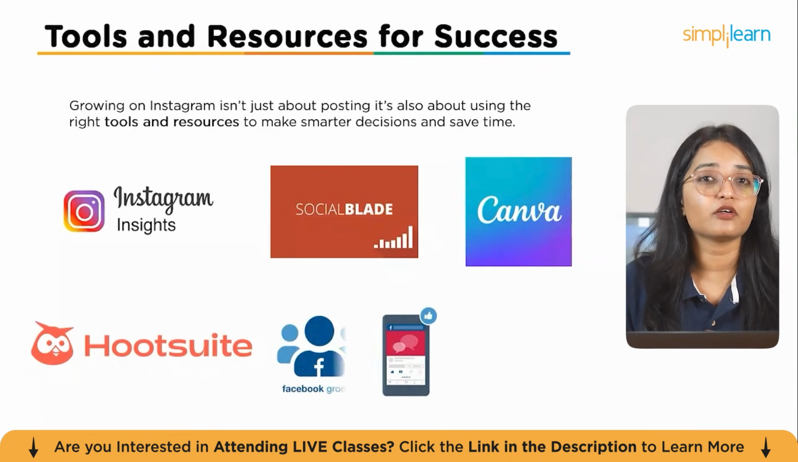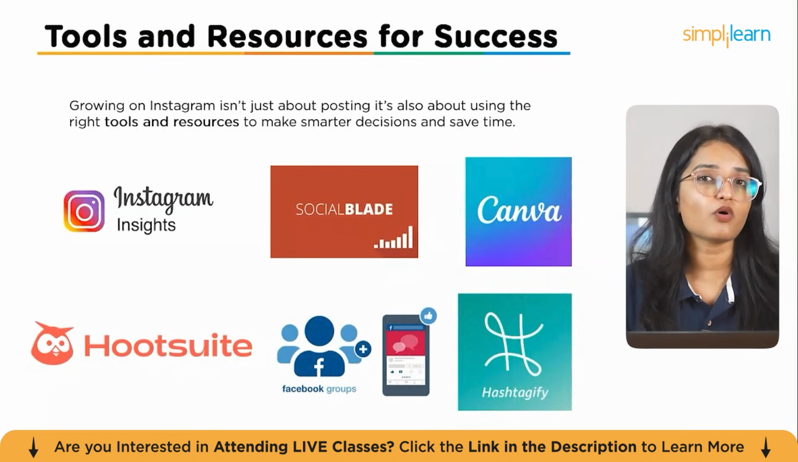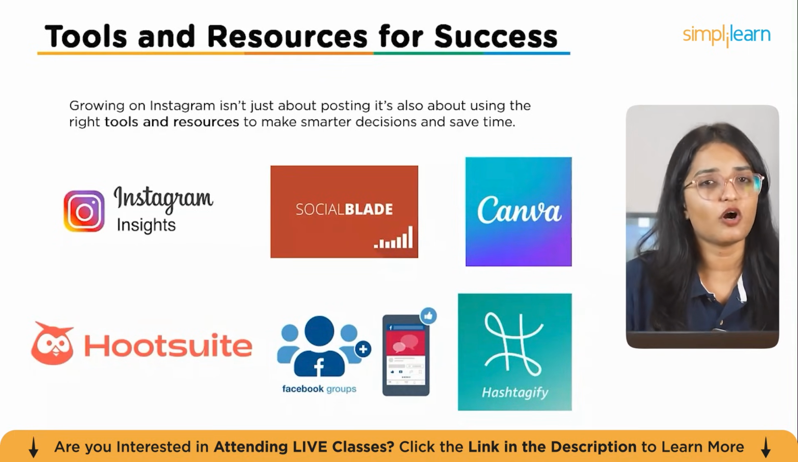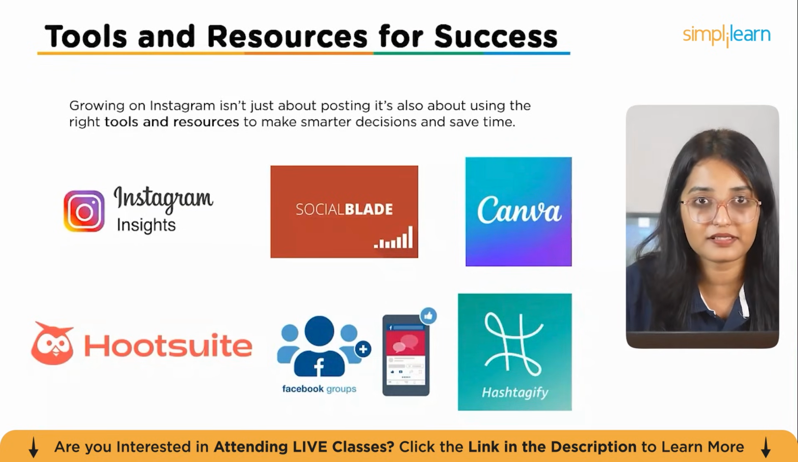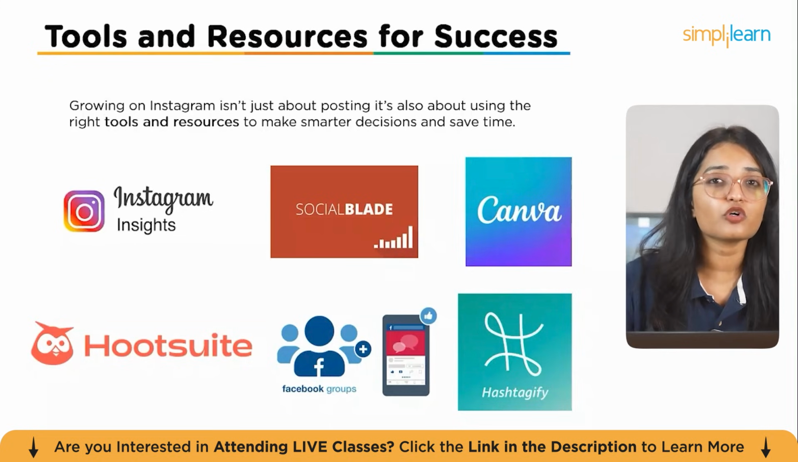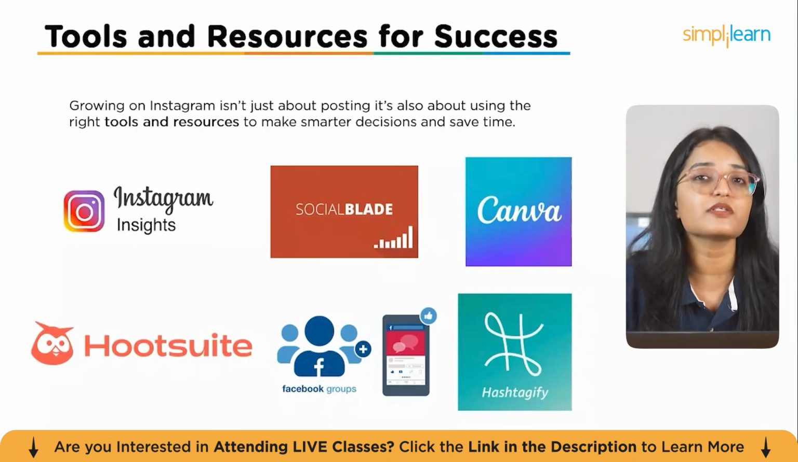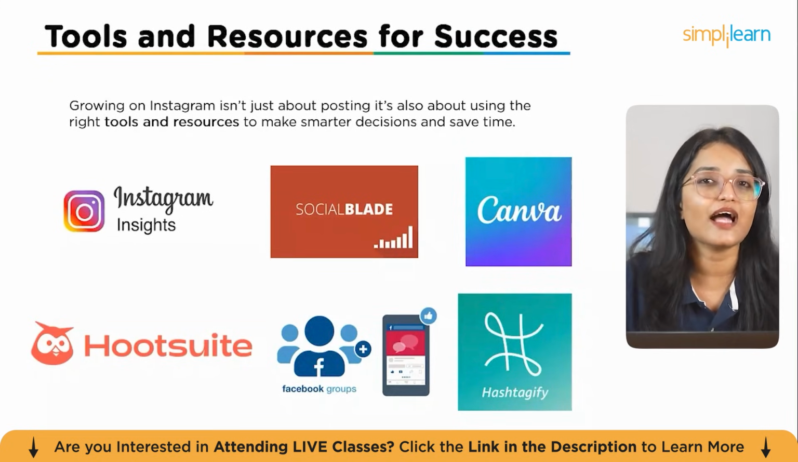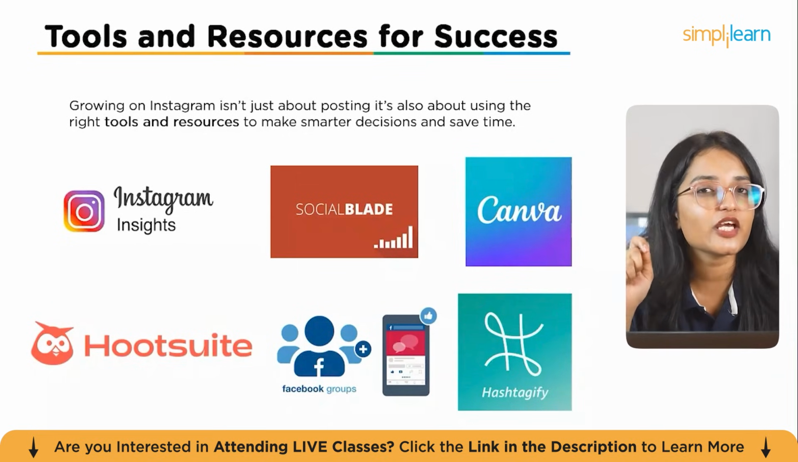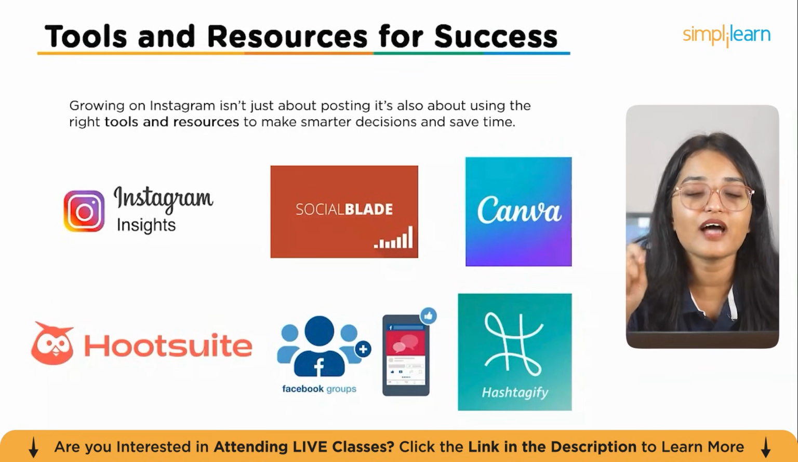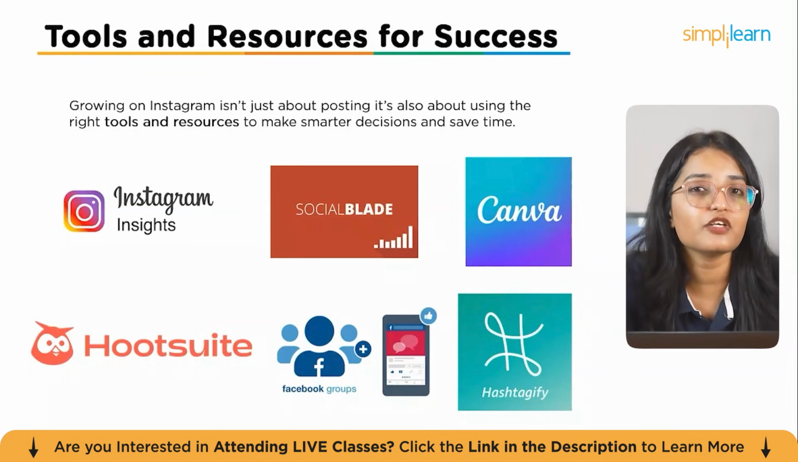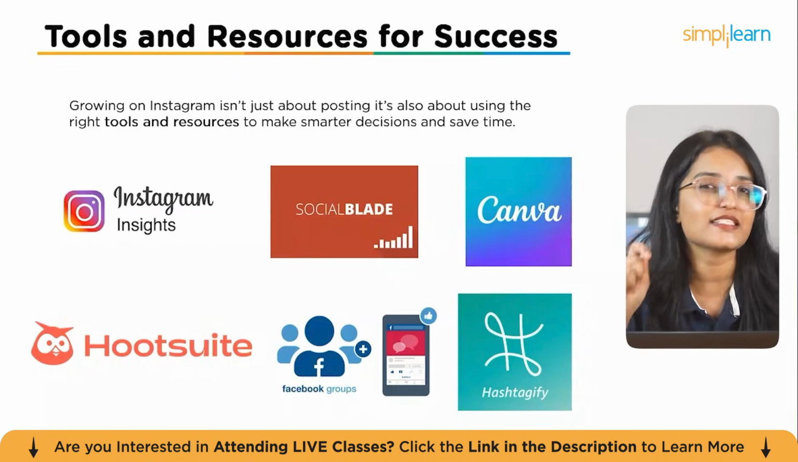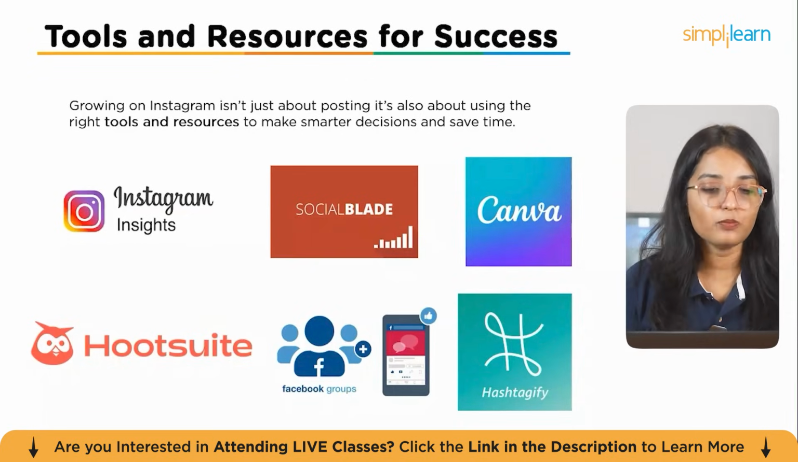Scheduling tools like Buffer, Later or Hootsuite help you plan and post content at the best times even when you're busy. Hashtag tools like Hashtagify or RiteTag to find the best hashtags for reaching a wider audience. Creator communities like Facebook groups, Discord servers, or niche forums, spaces to network, collaborate, and learn from other creators. Regularly check your analytics, learn what works, and adapt your strategy. Now, with the right tools in your corner, you will have everything you need to succeed and scale your Instagram marketing. So guys, that's a wrap up on this section.